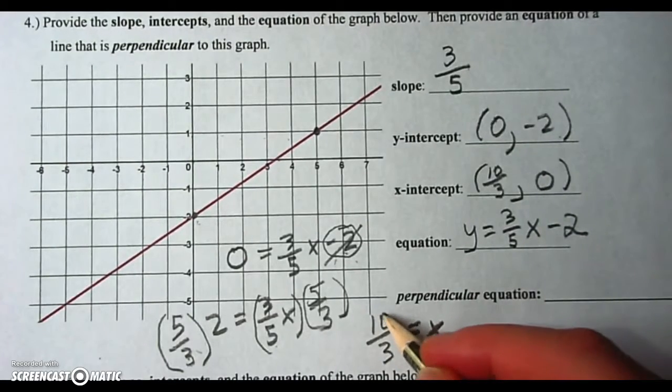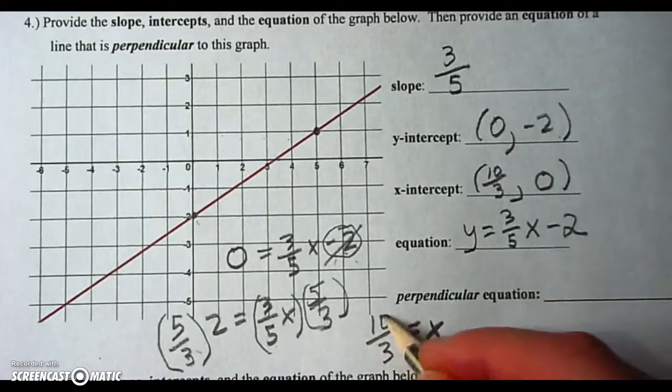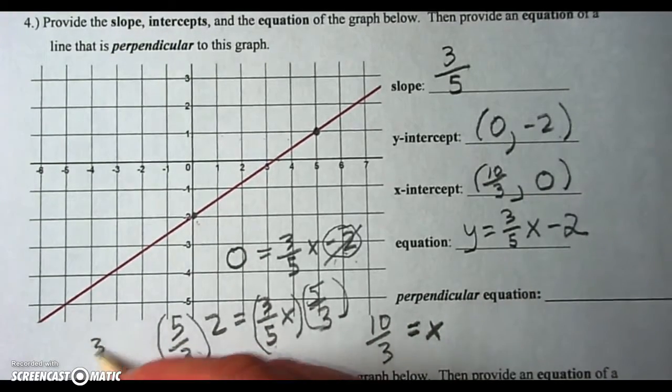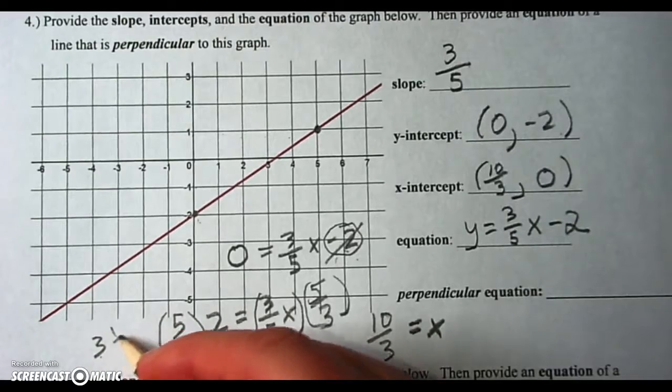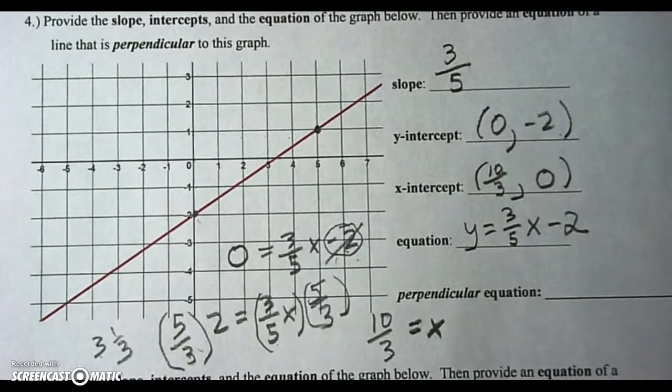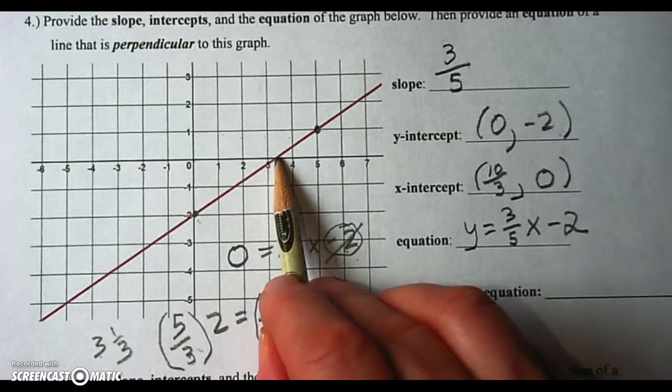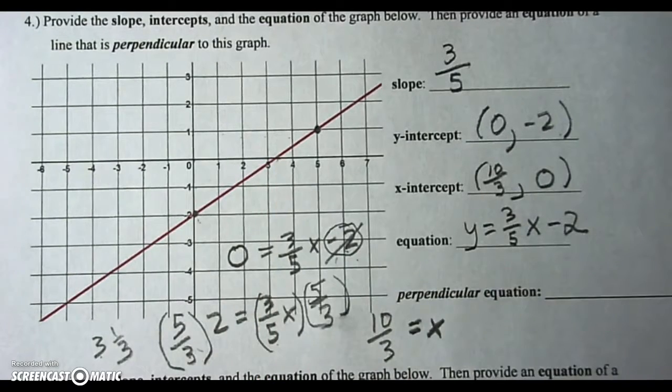But if you want to simplify it, 10 divided by 3, well, 3 3's go into 10, so that would be 3 and 1 left over, so 3 1/3 would be where it should be. Let's see, well, we're at 3, and it looks like 3 1/3 is just about perfect.